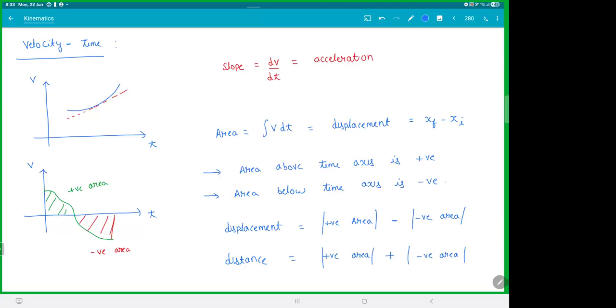So that's the thing about the VT graph. Clear with this? In the case of an XT graph, we didn't have anything for area, but here the area means something. It does give you displacement. And that is the reason the VT graph becomes quite useful, because it talks about the position and the acceleration in the same graph.